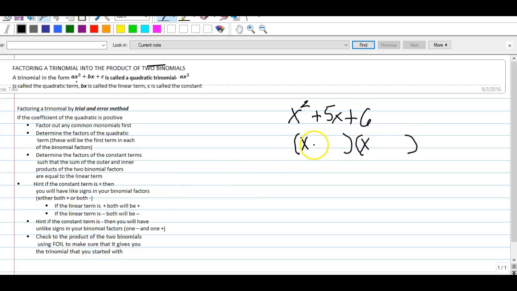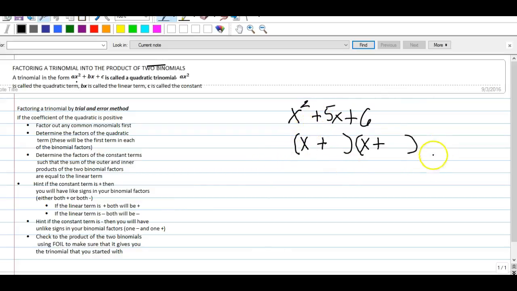But if the sign of the constant term is positive and the sign of your linear term is also positive, then that tells you that your signs will both be positive. So I know that this will be plus, and I know this will be plus. So the sign of your two binomial factors will be plus if your constant term is positive and your linear term is also plus or positive.